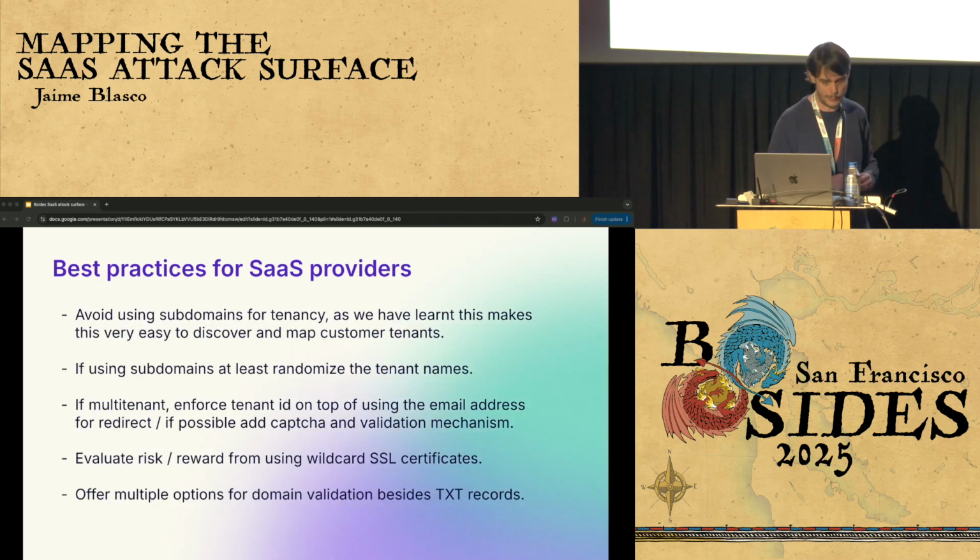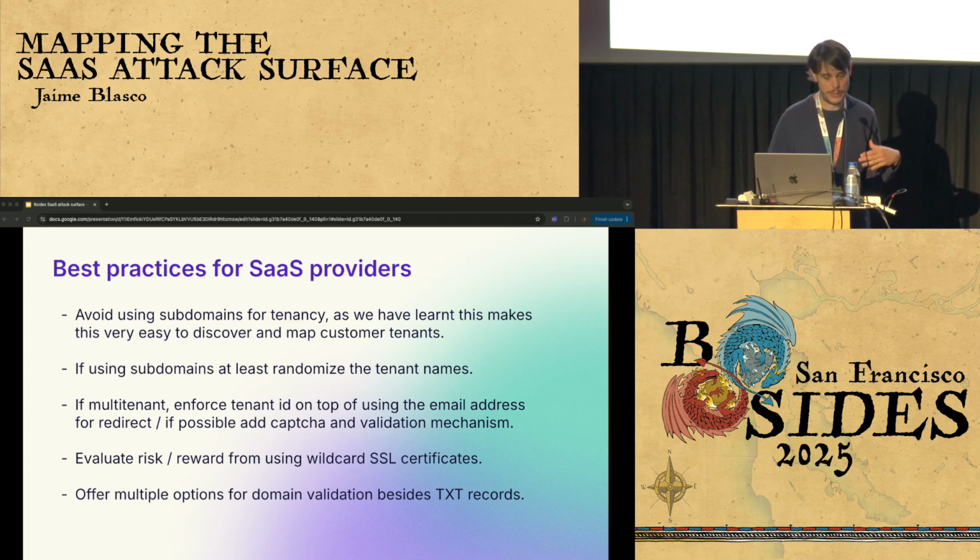Now, if you're a SaaS provider, avoid using subdomains for tenancy, please. This is not ideal for anyone. If using some subdomains, at least randomize the tenant. This is something, for example, Duo and Snowflake do well to some extent, where it's a random tenant name. It's not like Okta, right? If it's multi-tenant, always enforce the tenant ID or some sort of validation for the SP-initiated flow, because otherwise that redirect is going to always tell me that you're a customer.